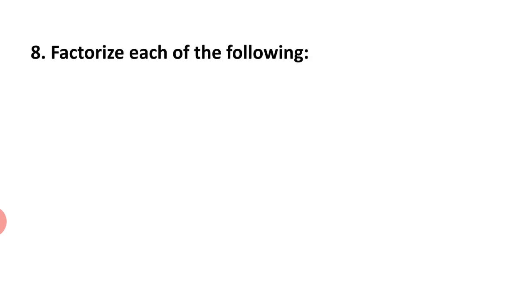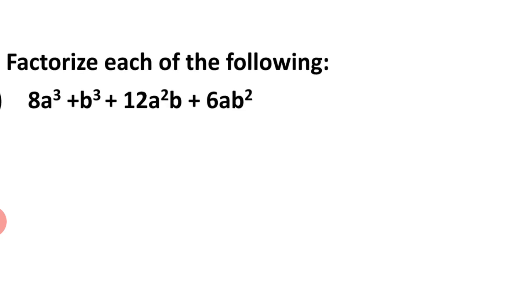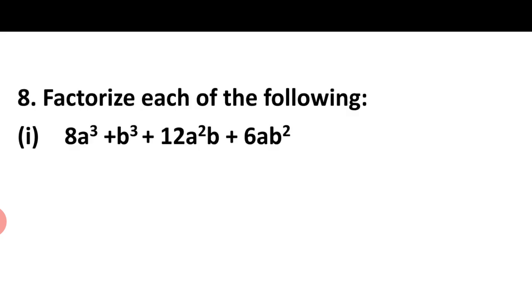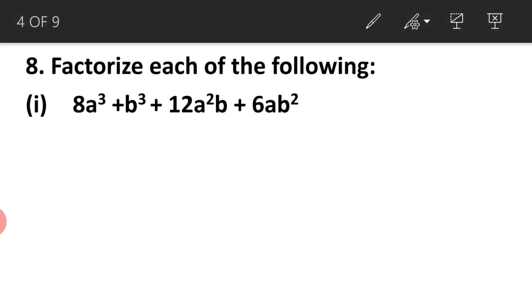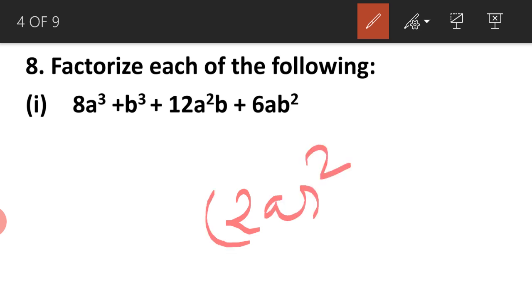Now factorize each of the following. Again, a given expression you have to verify with the right hand side of the identities and select suitable identities. Here there are 4 terms, and 2 terms are perfect cubes, 8a cube and b cube. 8a cube is the cube of 2a, isn't it? 2a whole cube will be 8a cube, and b cube is the cube of b.